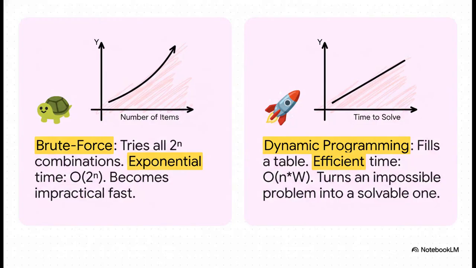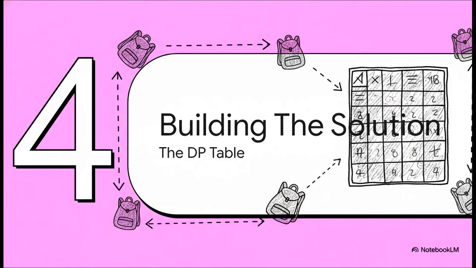And this right here, this is the payoff. The brute force method on the left, that's the one that grows exponentially. It becomes impossible almost right away. But dynamic programming on the right is so much more efficient. Its speed depends on the number of items and the bag's capacity. And trust me, this is a monumental leap. It turns an impossible problem into one we can actually solve. So how do we actually do this? Welcome to section 4.